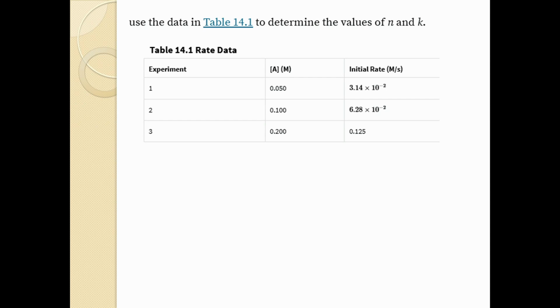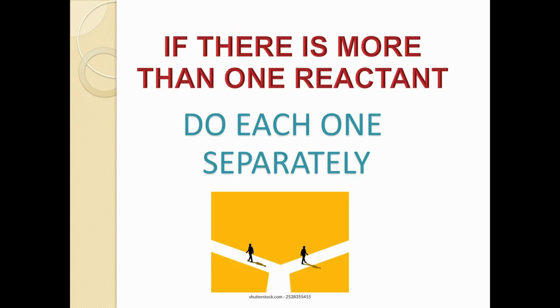So in this case, I might take 2 and 1, and A doubles, and the rate doubles. So that's a 1-to-1 relationship, so n would be equal to 1. So my rate would simply be k times A, and then I would take any rate and any A and solve for k. There are answers to all of these. I'm just not showing them.